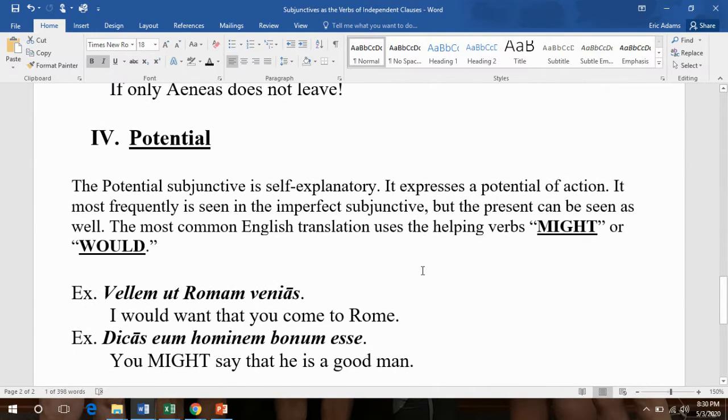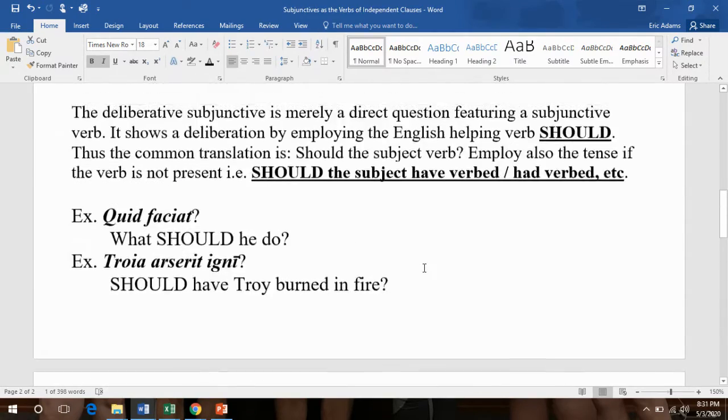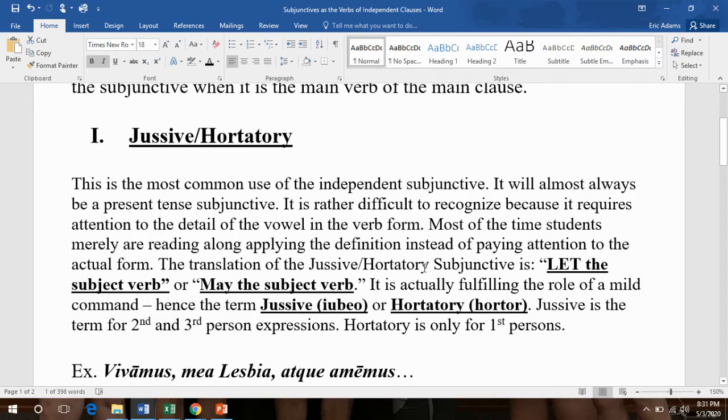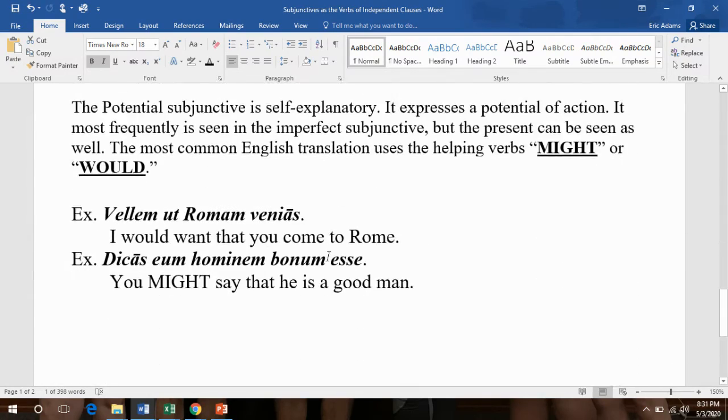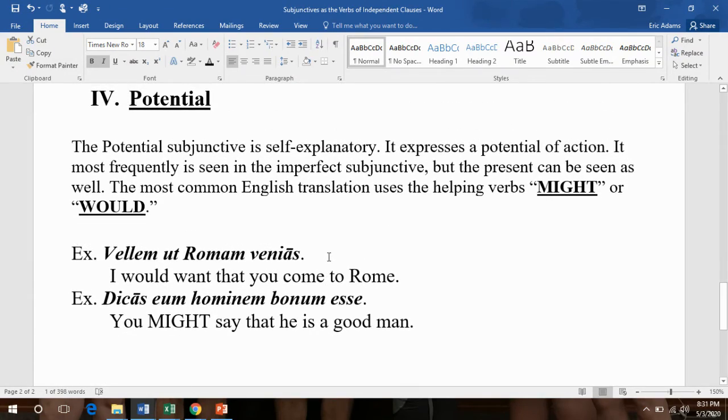Now, the fourth and final of the independent uses of the subjunctive is what we call the potential. This is the one that is the most difficult, I think, to look at. Most likely, it will have an imperfect subjunctive, unlike the jussive or hortatory, which has the present. It can have the present, but it is the one that shows potential. We have this in English all the time, in which whenever we use the word might, I might go to the party tonight, you're using the potential subjunctive.